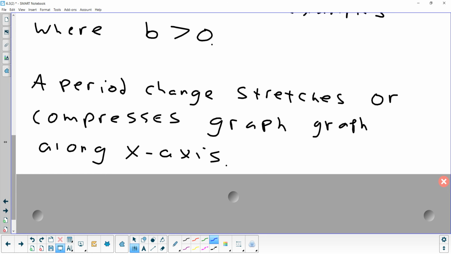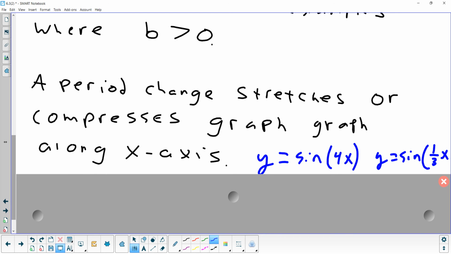Now, let me write down two things. y equals sine 4x, y equals sine 1/3 x. One of those is a stretch and one of them is a compression. And remember, this is the horizontal, so the horizontal is always the opposite of what you would think, just like phase shift.